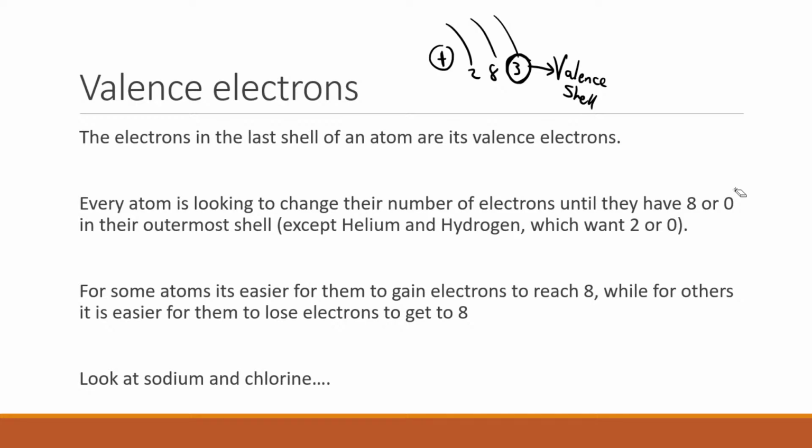And so we're going to do an example. We're going to look at sodium and chlorine. Sodium is element number 11, and chlorine is element number 17. We're going to draw them both without charge right now. Neutral copies of these atoms.